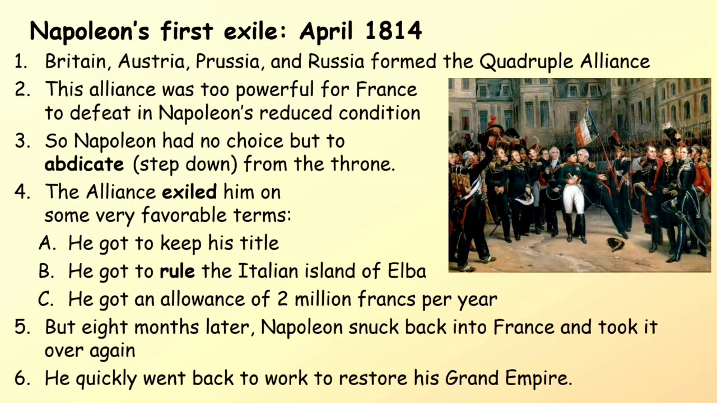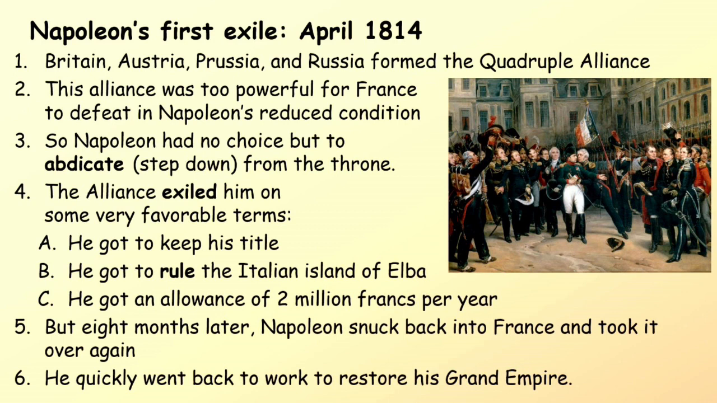Napoleon's first exile, April 1814. Britain, Austria, Prussia, and Russia formed what was called the Quadruple Alliance. And this alliance was too powerful for France to defeat in Napoleon's reduced military condition after the failed invasion of Russia. So Napoleon had no choice but to abdicate, that is, step down from the throne. And the alliance exiled him on some very favorable terms.